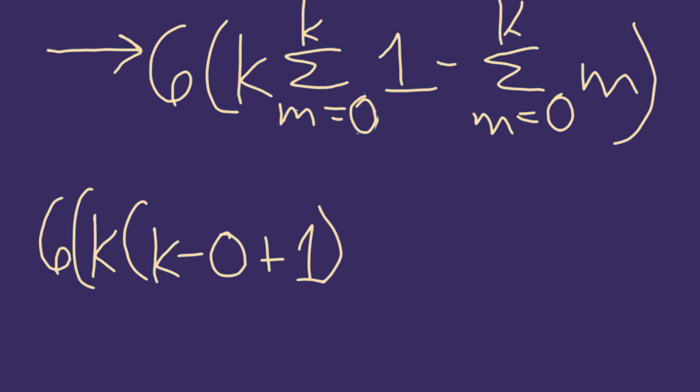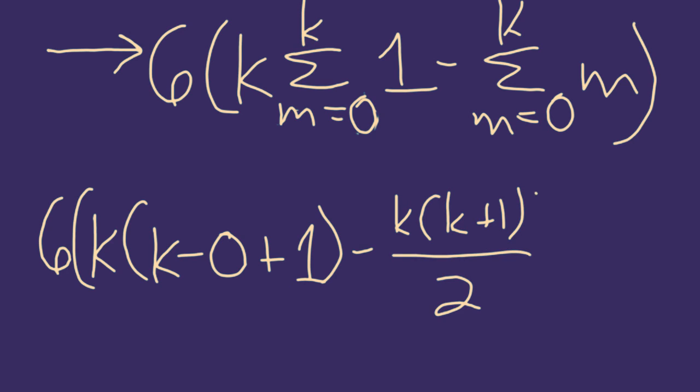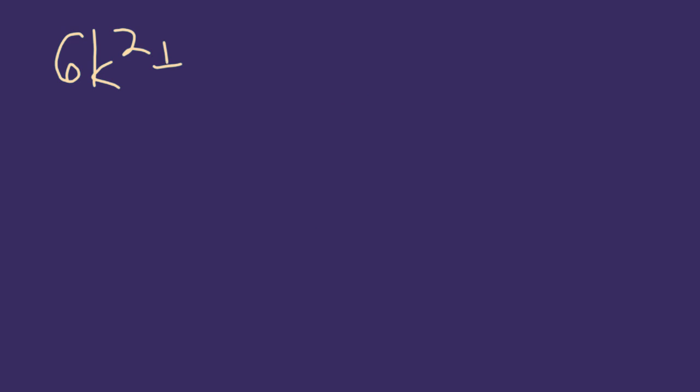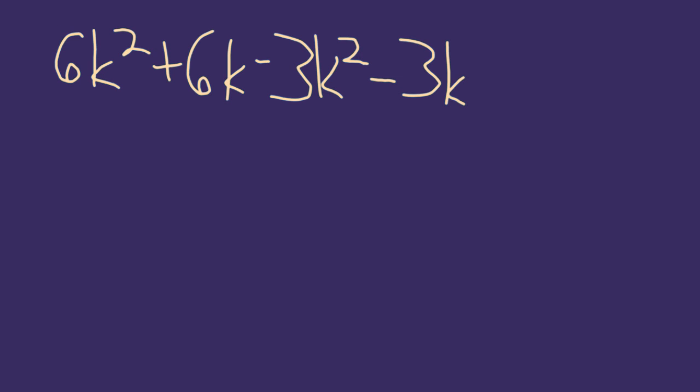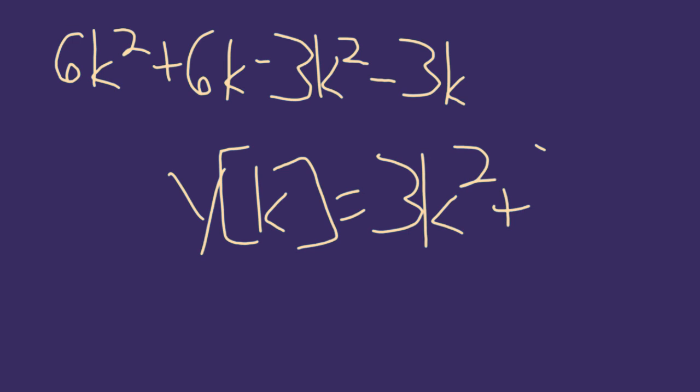And then the summation of m is going to turn into our upper bound k times our upper bound plus 1, so k plus 1, all of that divided by 2. So when we factor all of that out, we get 6k squared plus 6k minus 3k squared minus 3k. And so that's going to be y of k equals 3k squared plus 3k.